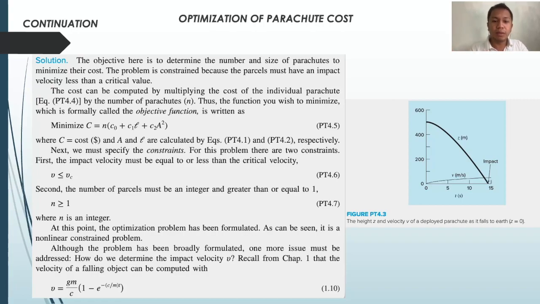Although the problem has been broadly formulated, one more issue that needs to be addressed is how do we determine the impact velocity, v? Recalling in chapter 1 that the velocity of a falling object is v equal to gm over c quantity 1 minus e to the power of negative quantity c over m times t.